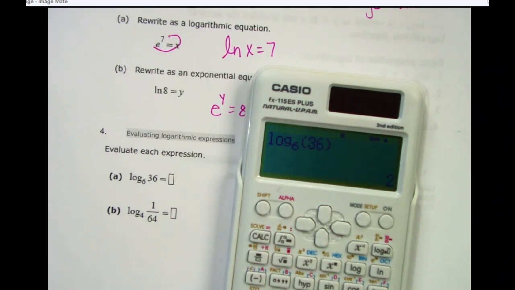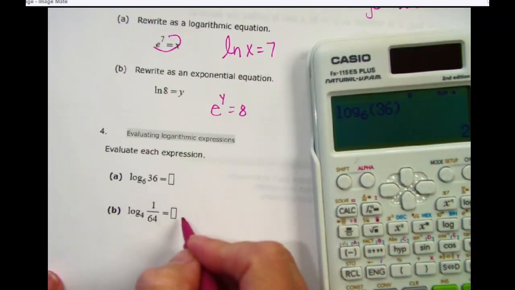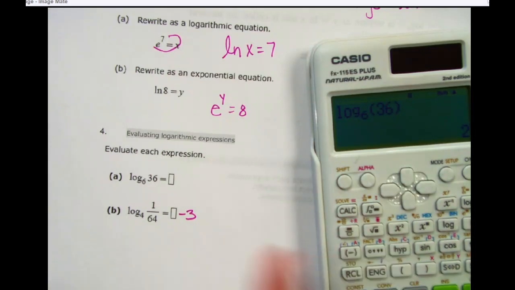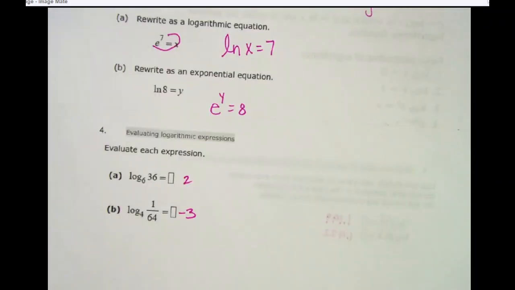But I could do this quicker without my calculator. That just took me a lot of time. How many 6s, 6 to the what power equals 36? 6 raised to what is 36? 2. So I can do that pretty quick. How about this one? 4 raised to what would give me a fraction? It'd have to be negative, right? 4 times 4 is 16, times another 4 is 64, so this would be -3. You could also type that in your calculator if we get it in the right mode, it sounds like. We'll figure it out.